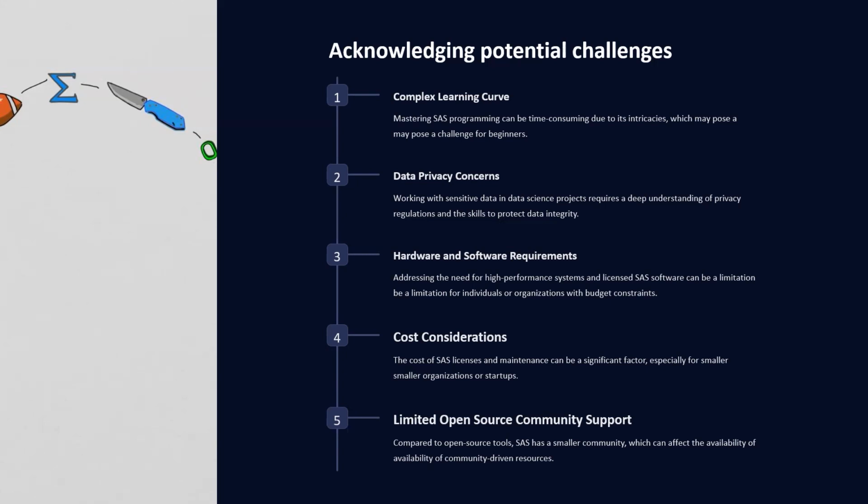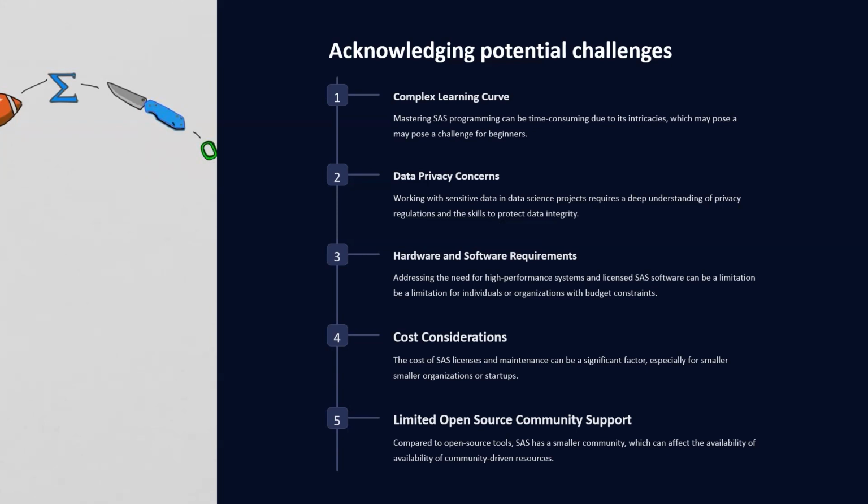Next, we have hardware and software requirements. Addressing the need for high performance systems and licensed SAS software can be a limitation for individual or organizational budget constraints. The challenge it imposes is that SAS may require specific hardware configuration and software dependency. Compatibility issues with existing infrastructure can be a barrier to adoption due to implementation of SAS. The impact it could have is that the organization may need to invest in upgrading their hardware and software infrastructure just to meet SAS requirements, which can lead to increased upfront costs and potential disruptions during the transition period.